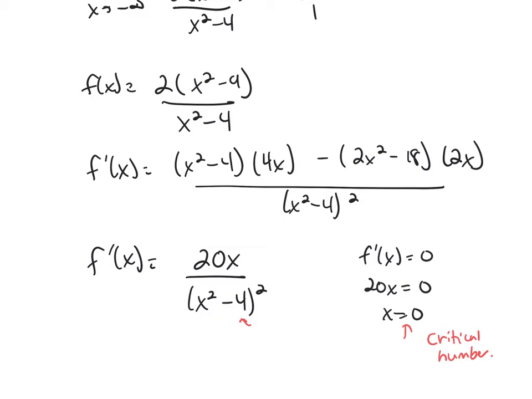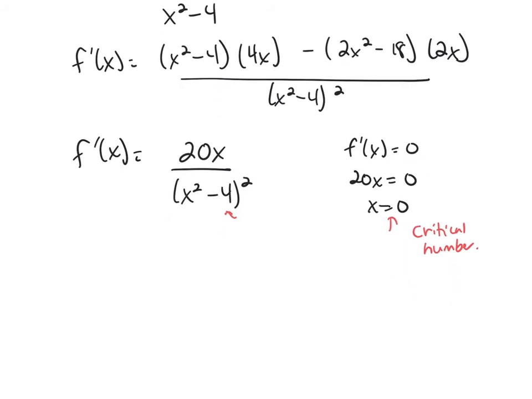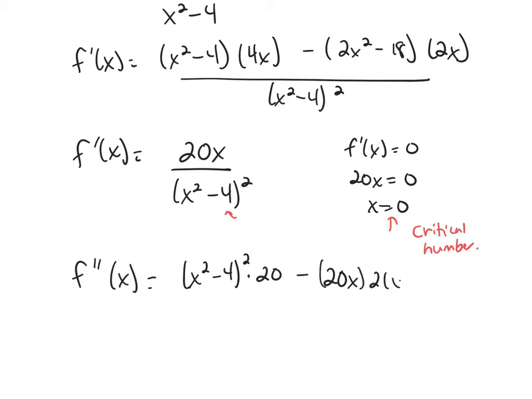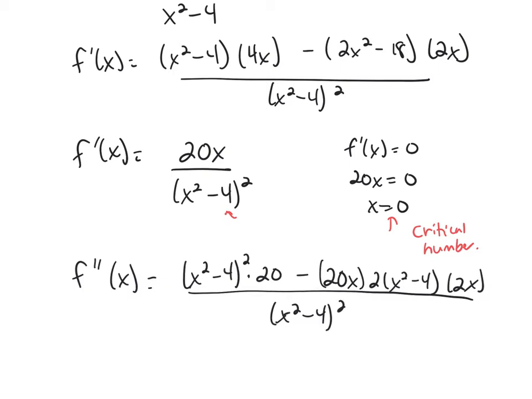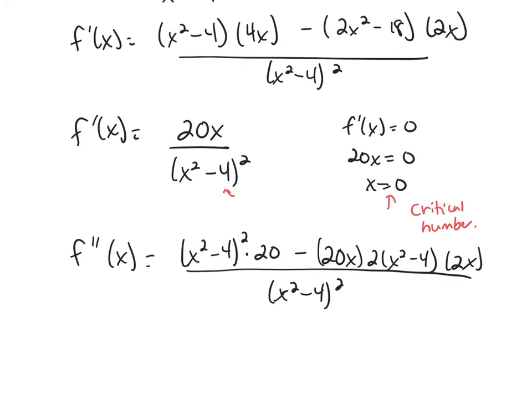So now I need the second derivative. You're going to have to use the quotient rule again. Find the second derivative: the bottom times the derivative of the top, which is 20, minus the top times the derivative of the bottom, using the chain rule. It's 2 times x squared minus 4 times 2x, over x squared minus 4 squared, squared, so it should say to the 4th power here.